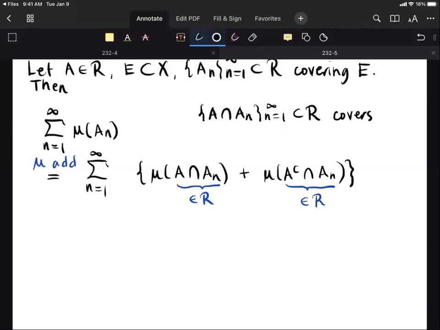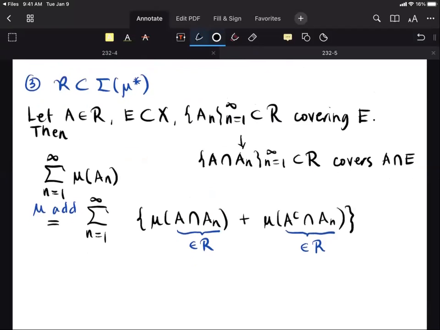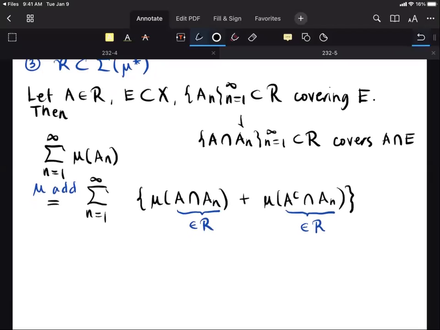and this is a covering of A ∩ E, because if you take the union of the A_n's, it will contain E. And in a similar way, A complement ∩ A_n, this is a sequence of elements in the ring, and it is a covering of A complement ∩ E.